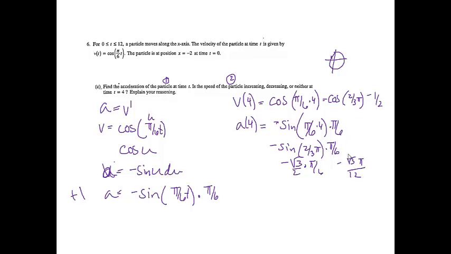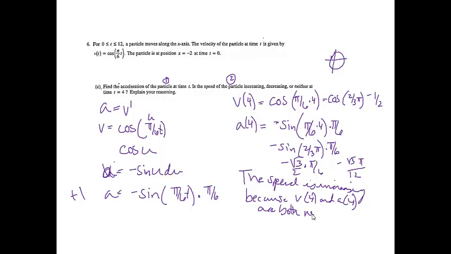These both have negative signs, so if the velocity and acceleration are both negative, the speed is increasing. So I'm going to say the speed is increasing. That's great. Because v of 4 and a of 4 are both negative, and if they were both positive, we'd have the same results. And that was worth 2 points.